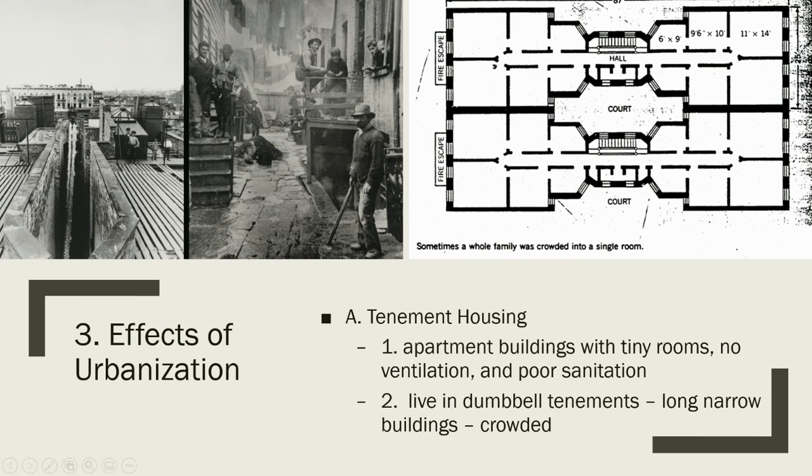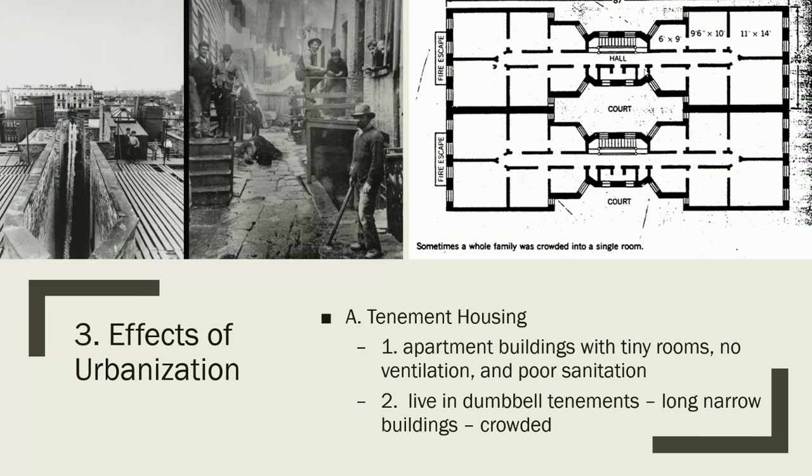Very, very close together. They were called dumbbell tenements. If you look at this image right here, we can see that this tiny little courtyard between the two buildings makes it resemble a dumbbell, because they're very long and narrow. These buildings were very, very crowded, designed for up to a few hundred people. We would have thousands of families packed in tenement buildings.